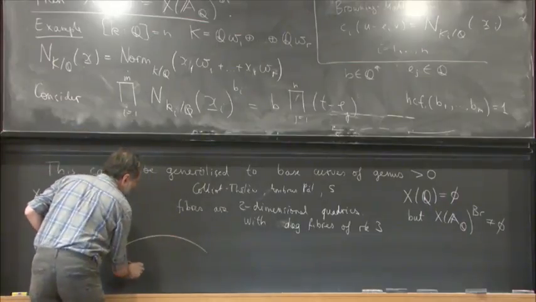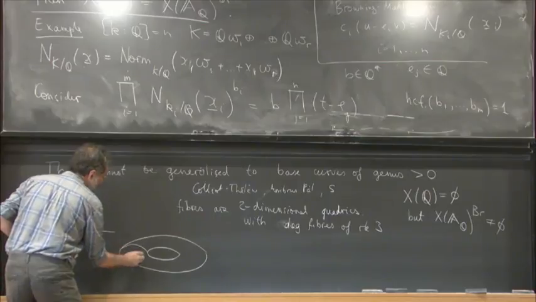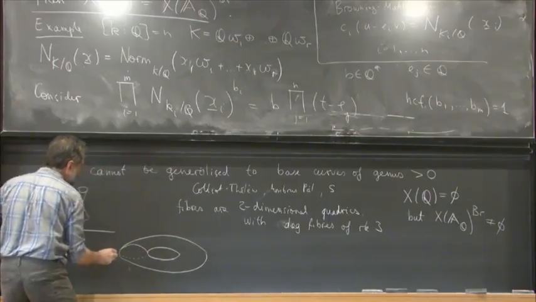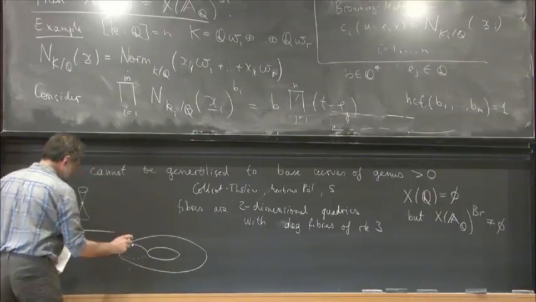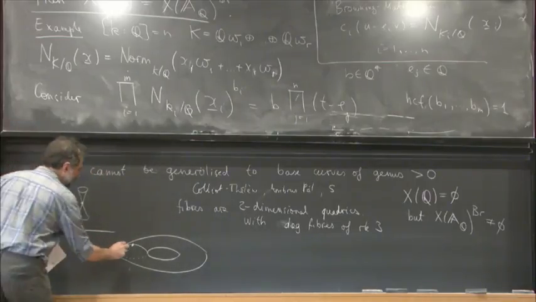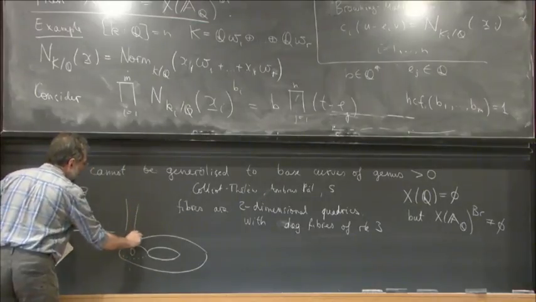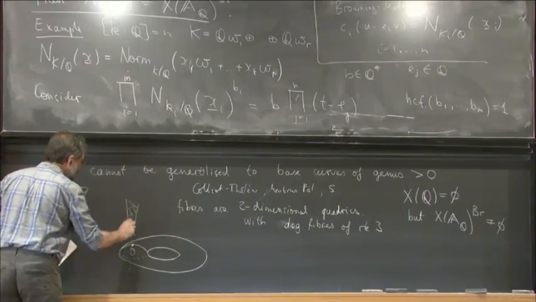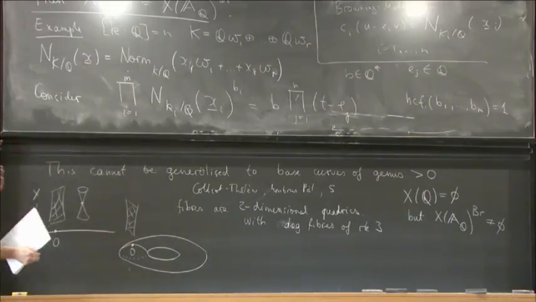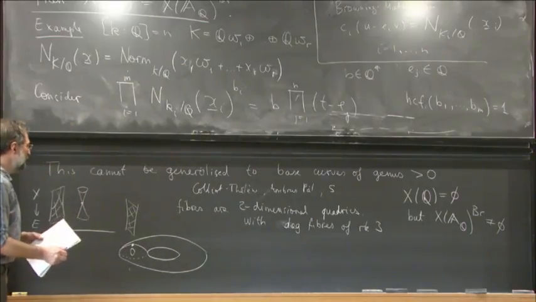So let's assume for simplicity that the base curve is an elliptic curve. Say the real locus is connected. So suppose this curve has just one rational point, and the fiber over this rational point is a smooth quadric which has points in all p-adic fields, but no real points. Okay, there's plenty of such.